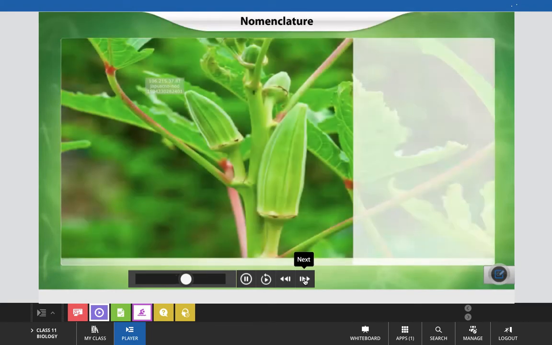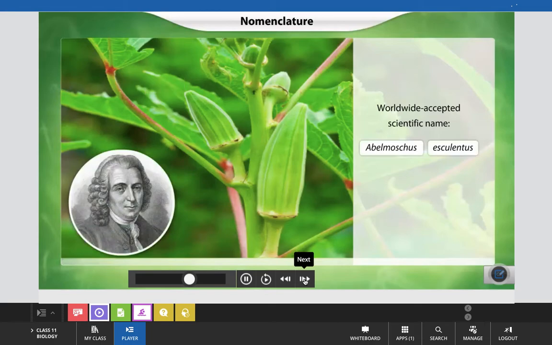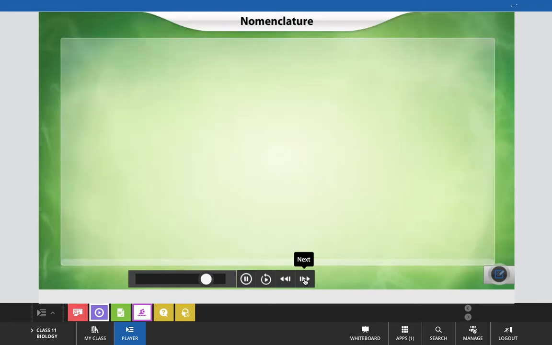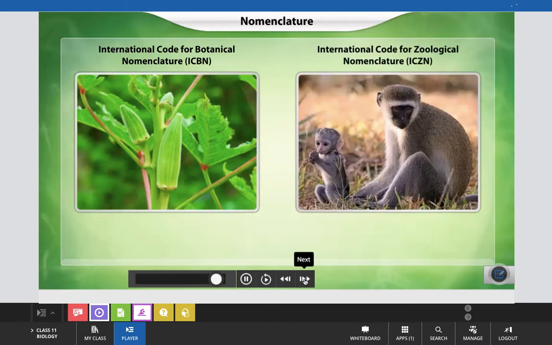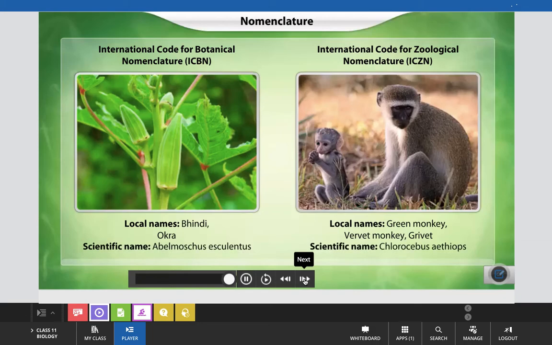According to this system, a scientific name has two components: a generic name, which is written first, followed by the name of the species. In accordance with the International Code for Botanical Nomenclature and the International Code for Zoological Nomenclature, every plant and animal, respectively, can have only one scientific name.